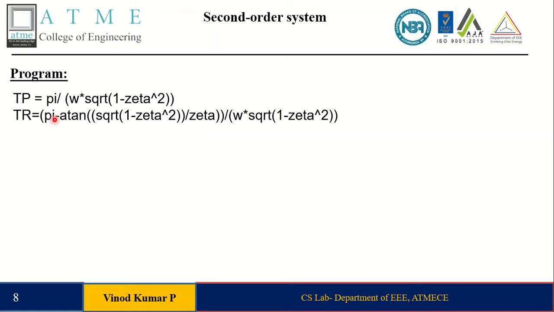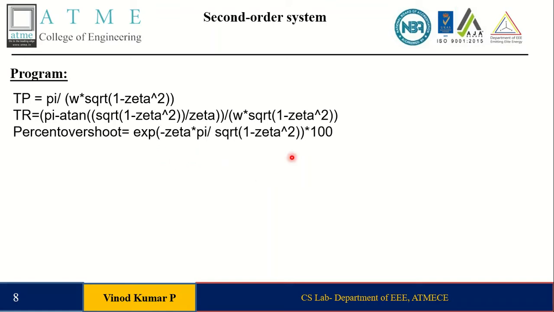Rise time is pi minus tan inverse, which is written as atan, of square root of 1 minus zeta square divided by zeta, and again it is divided by omega into square root of 1 minus zeta whole square. So this is the equation that we already came across in the time domain. This is the peak overshoot, which is exponential of minus zeta into pi divided by square root of 1 minus zeta whole square, into 100. As I told, it is expressed in percentage.